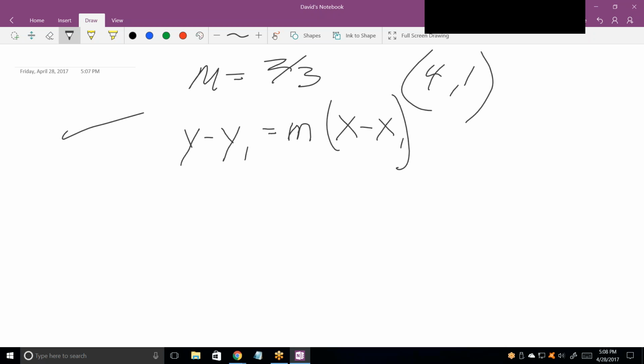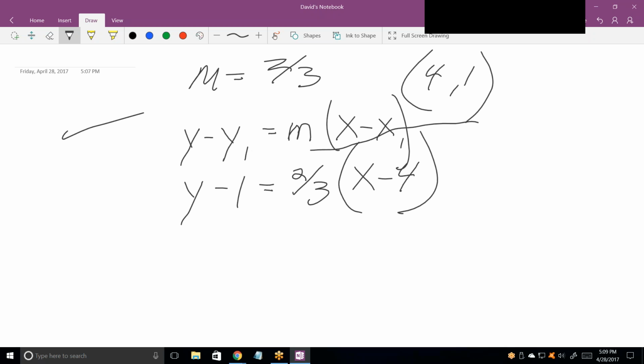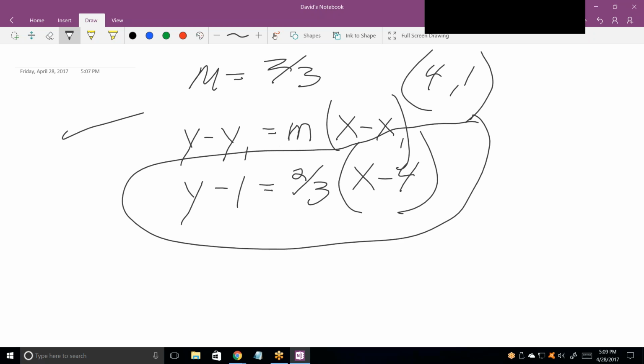Now, the answer is one step. Plug it in. Y minus 1 equals 2/3 times x minus 4. And that's the answer. You don't need anything more, unless they specifically said, give us the answer in slope-intercept format. If they just said, give us an equation of the line, this is your answer.